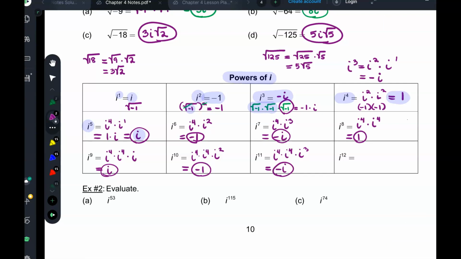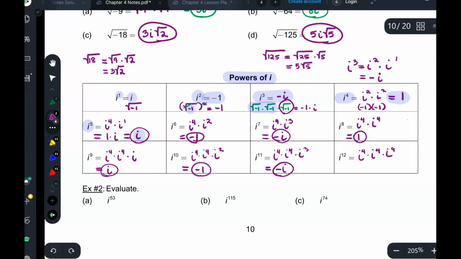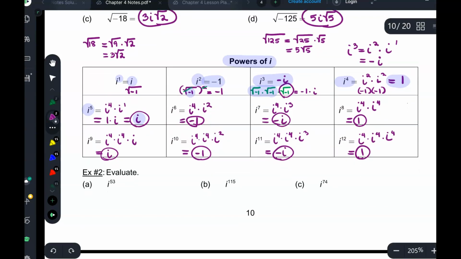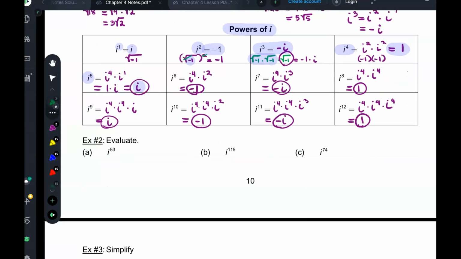And finally, i to the 12th is going to be i to the 4th times i to the 4th times i to the 4th, or you could do i to the 4th to the 3rd power, and we get 1. So notice all the possibilities. We can either get i, -1, negative i, or 1. And notice it's all based on what I think is easiest, which is to think about i to the 4th. So any power that is a multiple of 4 is always going to be equal to 1.